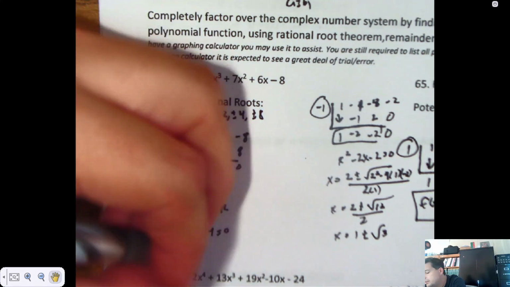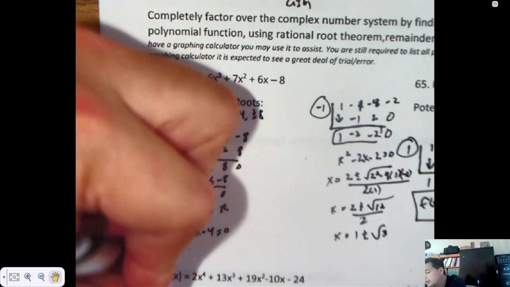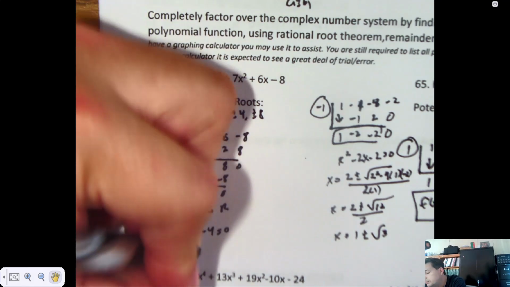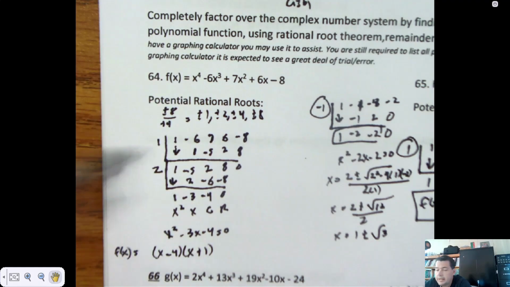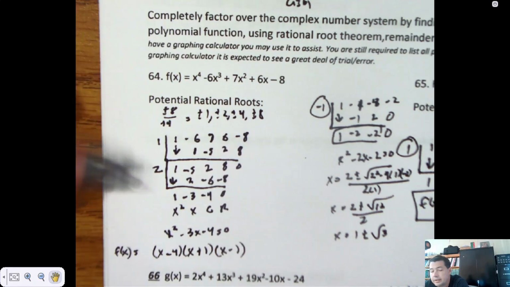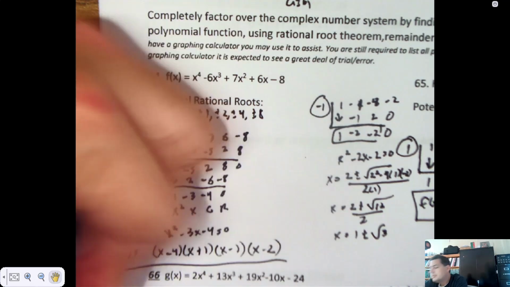That factors easily. Factors of negative 4 that add to negative 3 are negative 4 and positive 1. Let me just go ahead and finish this thing off. I had a 0 at 1, so it factors as x minus 1. And I had a 0 at 2, so the factor is x minus 2. That is the factorization of that thing over the complex number system.